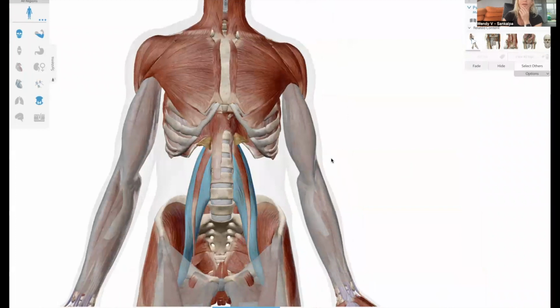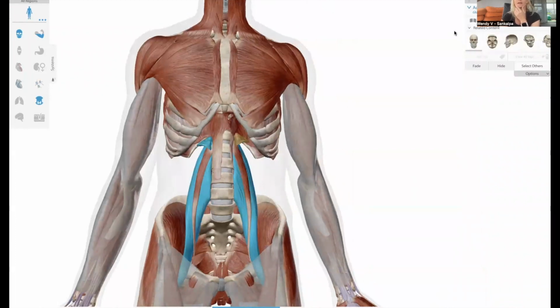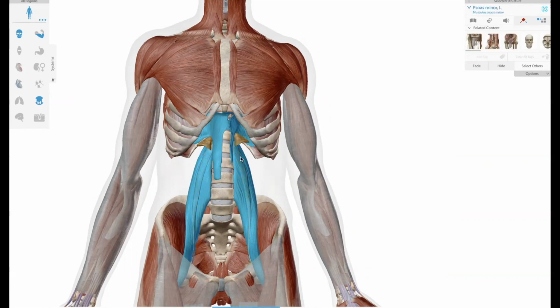Now, if we have a look, you'll see here are the adrenal glands. So you can see how closely associated the adrenal glands are to the hip flexors. So we have the adrenal glands, the hip flexors, and the diaphragm, all a big part of the fight or flight response.